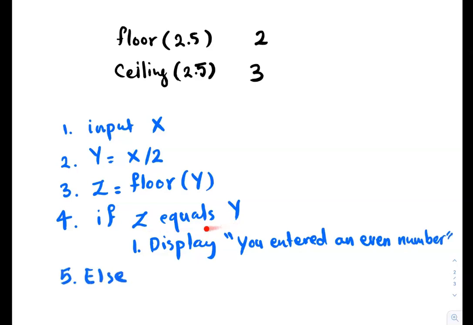So that means it was an even number. Else, if this condition is false, z equals y, it means z is not equal to y. So when we take the floor of y, we ended up with a different number. That means that y had a fraction. So in that case, I know that the number must be odd.